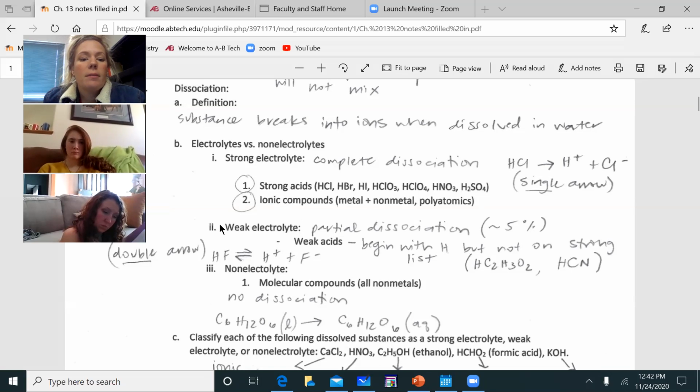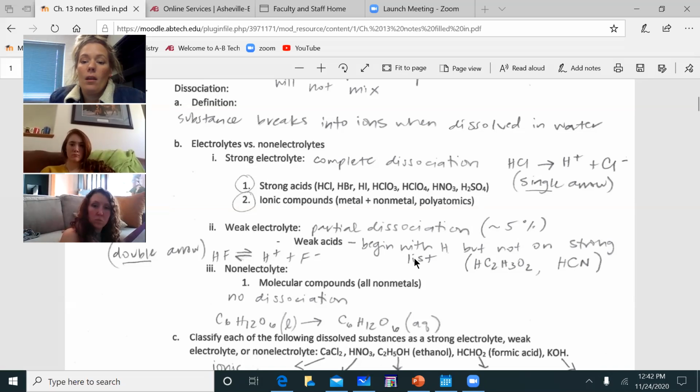We can also have something called a weak electrolyte solution. It's still an electrolyte solution, but you're not getting quite as much bang for your buck as far as how many ions you get. Partial dissociation is happening. Usually they classify that as around 5%. We've got hydrofluoric acid. Really any of the acids that are not the strong ones are considered our weak acids.